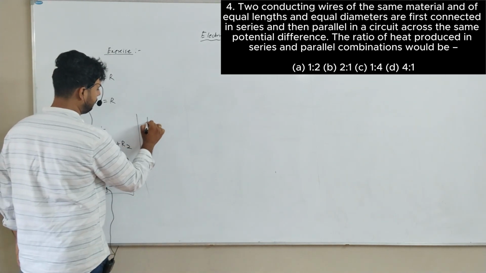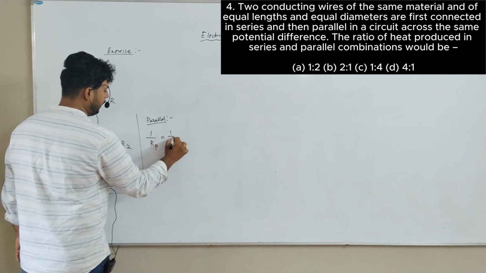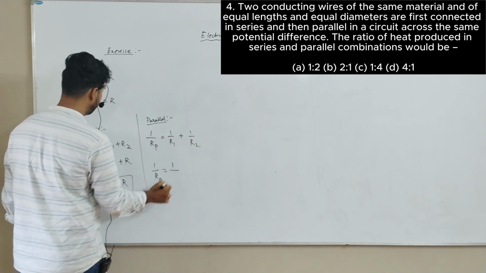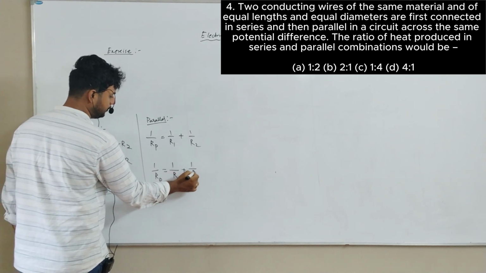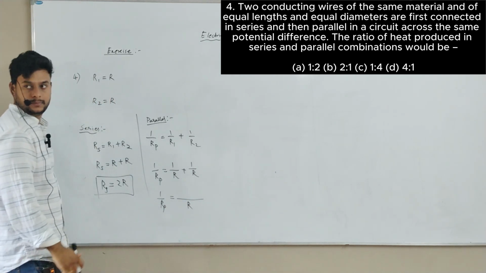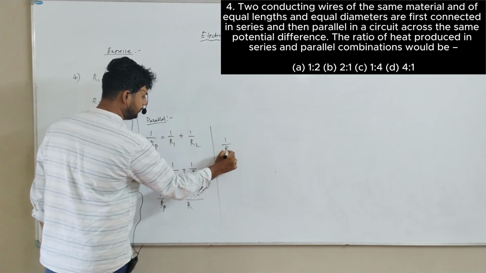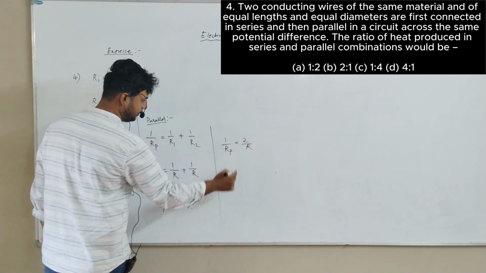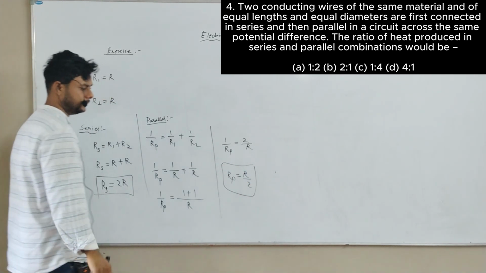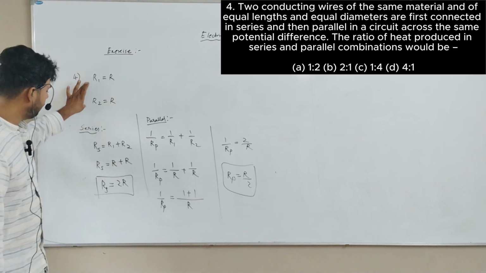Next I will do parallel. Parallel: 1 by Rp is equal to 1 by R1 plus 1 by R2. 1 by R1 is 1 by R, and 1 by R2 is also 1 by R. LCM is R, so 1 plus 1: 1 by Rp is equal to 2 by R. So Rp is equal to R by 2. Any doubts there? So the resistance in series, if I connect these wires, is 2R.